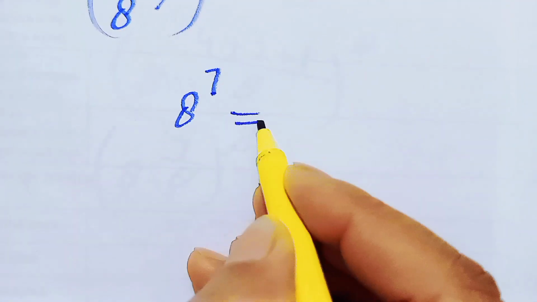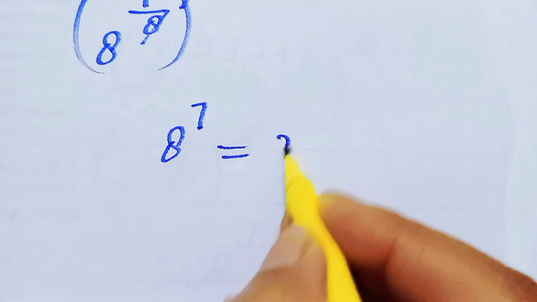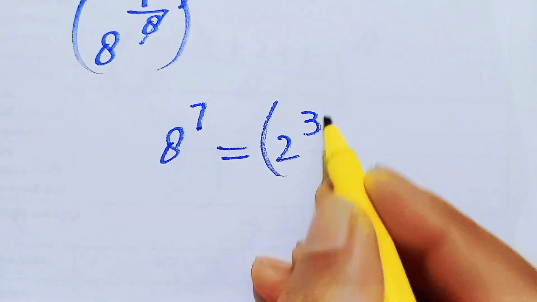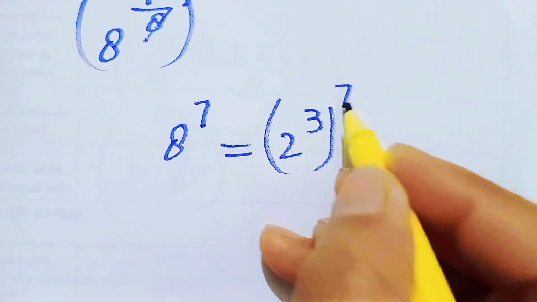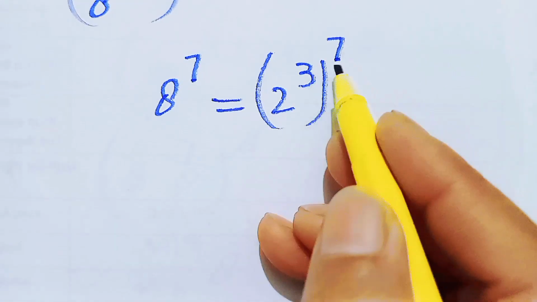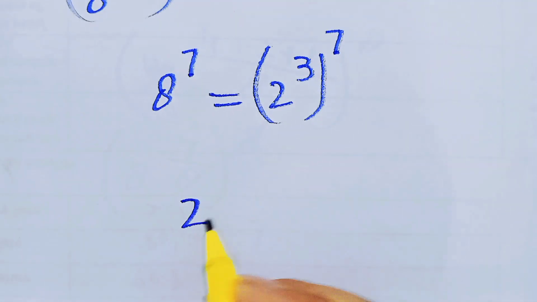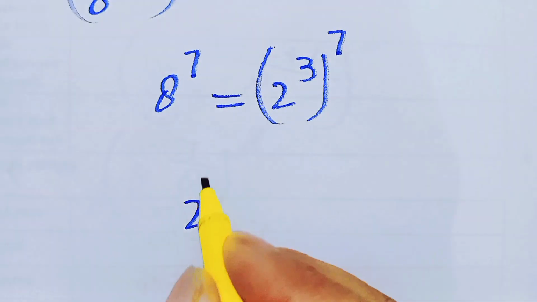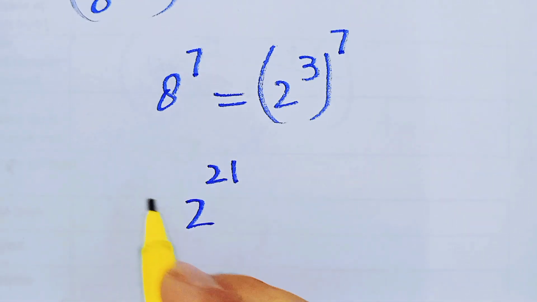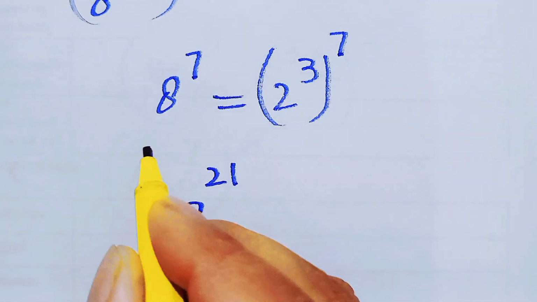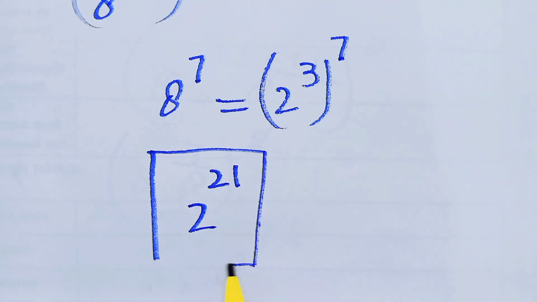So this 8 can be written as 2 cube, and the whole to the power of 7. So here we multiply powers: 3 multiplied by 7 is equal to 21. This is our final answer with method 2.